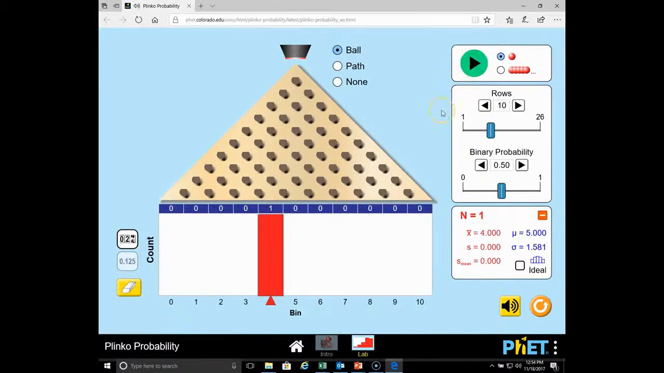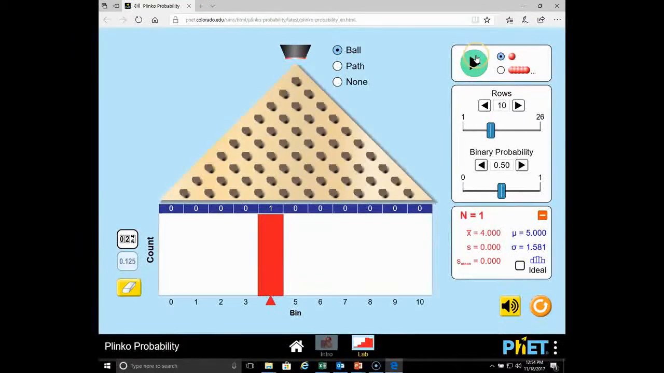Now the value for that ball turned out to be a 4. And the reason it's a 4 is what is counted as the measure of that ball is the number of times it goes right. Obviously when a ball hits a pin, it either goes right or left with probability of 0.5. In this case, it went right 4 times and it went left 6 times because there are 10 rows. So that's the metric or the measure that's being used here.